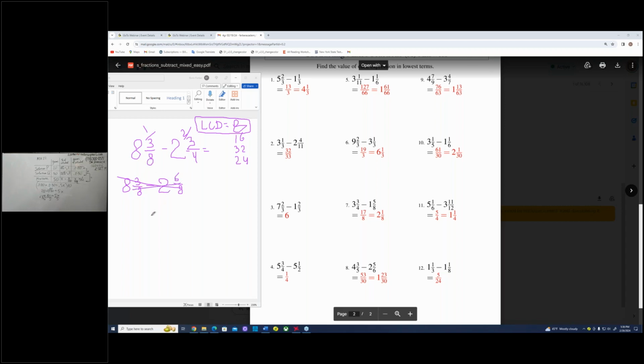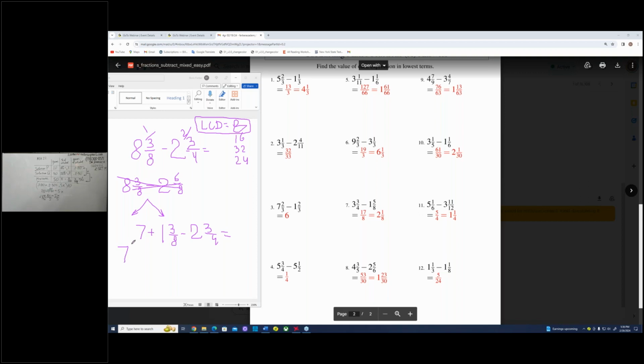I borrow 1. If I borrow 1 from the 8, it will be 1 and 3 over 8, and 7. I just borrow 1, and minus 2 and 3 over 4. To understand this 100%, if I cannot subtract this one, I borrow 1. Easy. Who has questions? No, 7 stays like it is.